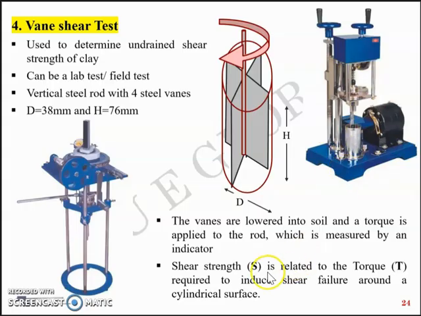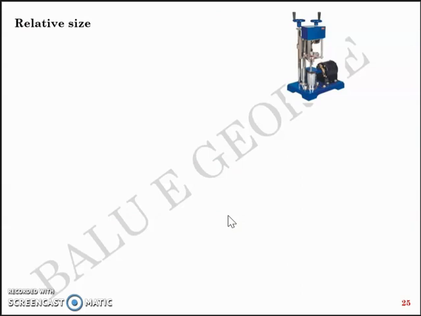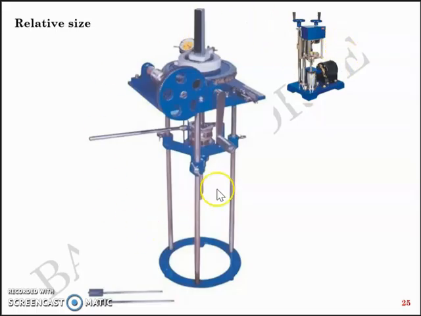The shear strength S is related to the torque T required to induce shear failure around the cylindrical surface. So in short, you measure the torque T and you get the shear strength S. For you to understand the relative size, I have a slide here. If this is a laboratory test setup, the field test setup would look like this. So this is the relative size of these two test setups.